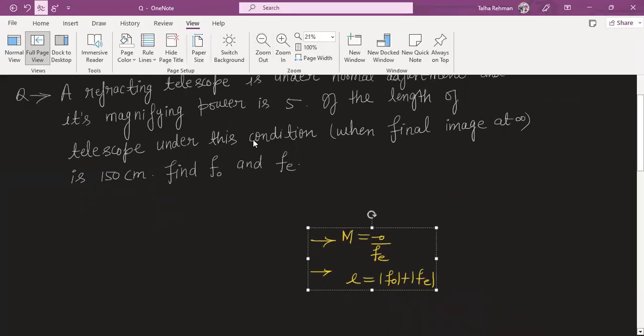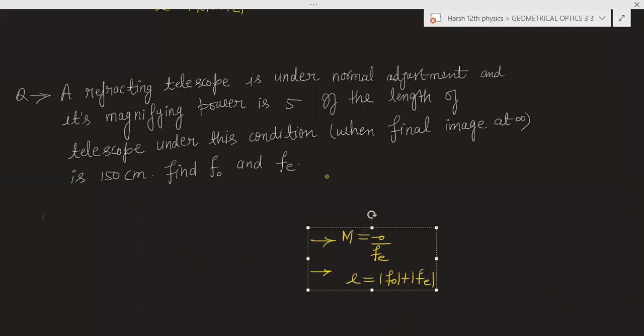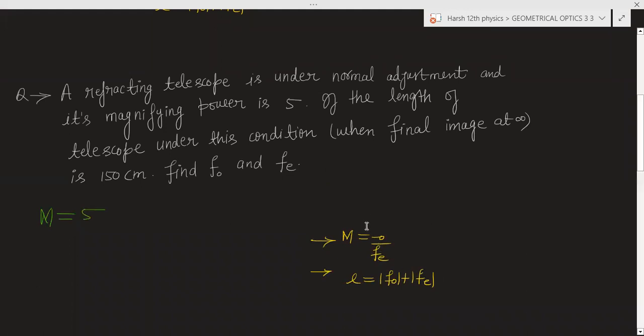So this is a very easy question. Magnifying power is 5, meaning capital M is given as 5. What is the formula of capital M? It is FO by FE, FO divided by FE. So we will get FO divided by FE is equal to 5.